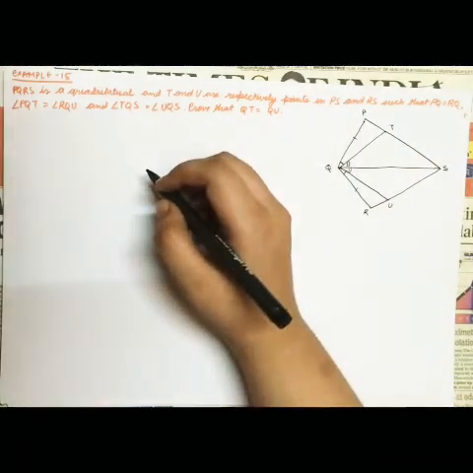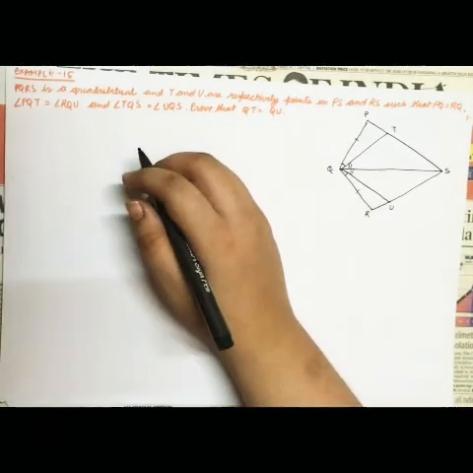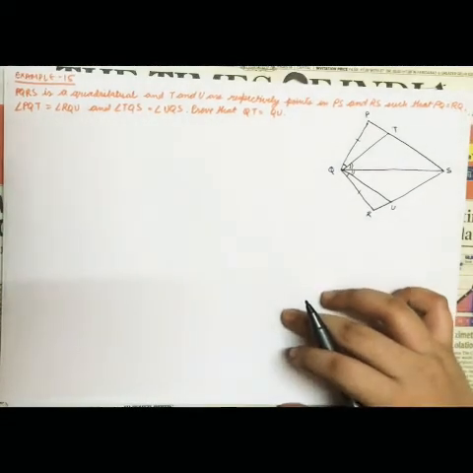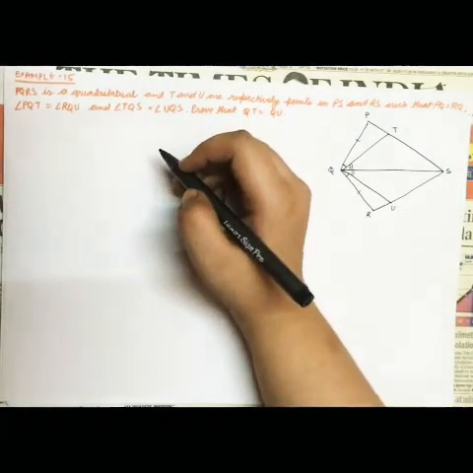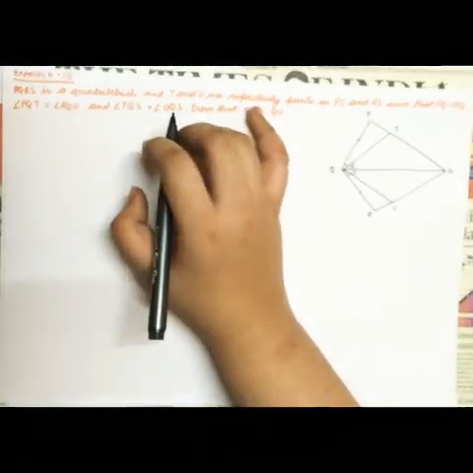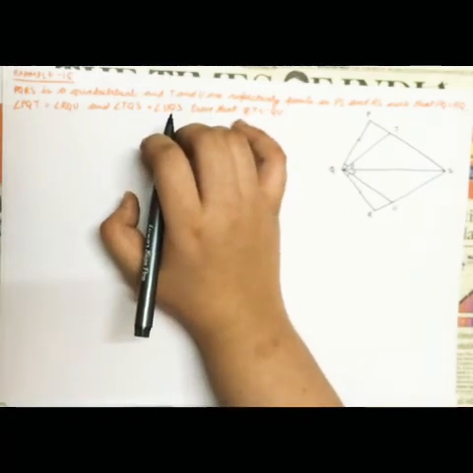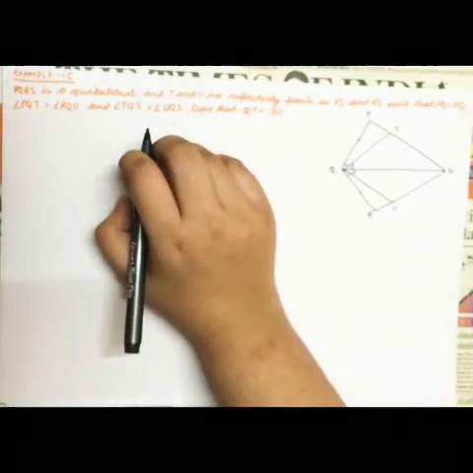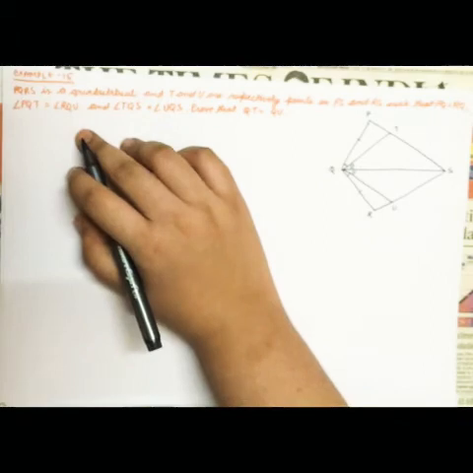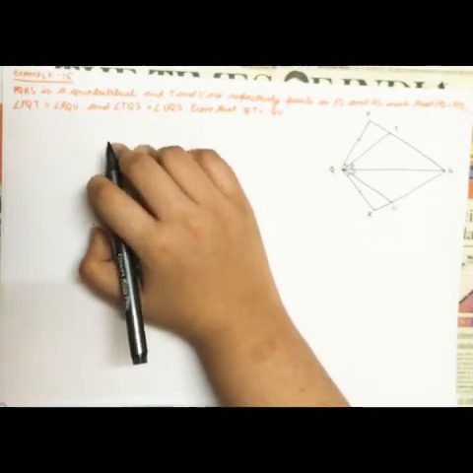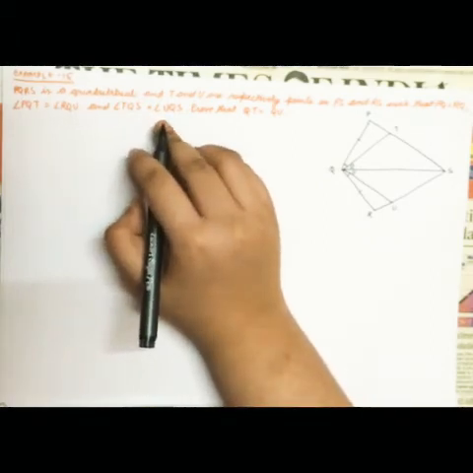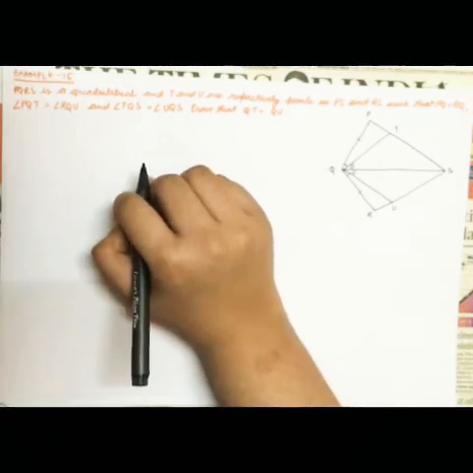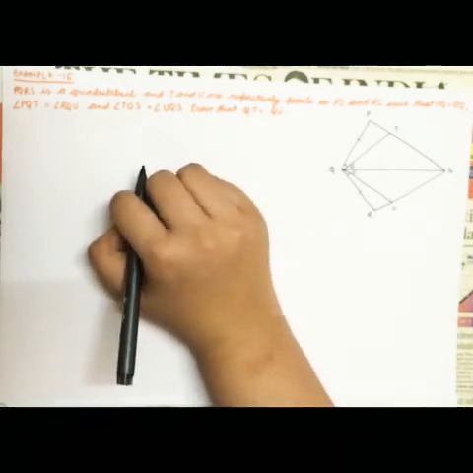Now the next example is example number 15. It says that PQRS is a quadrilateral, and T and U are points on PS and RS respectively, such that PQ is equal to RQ, angle PQT is equal to angle RQU, and angle TQS is equal to angle UQS. We have to prove that QT is equal to QU.